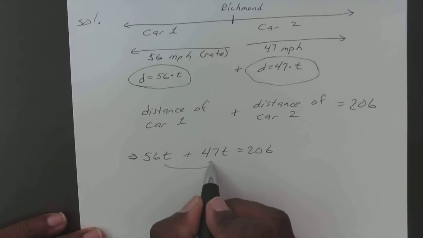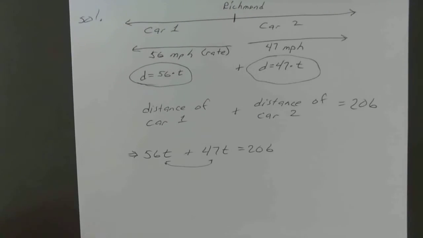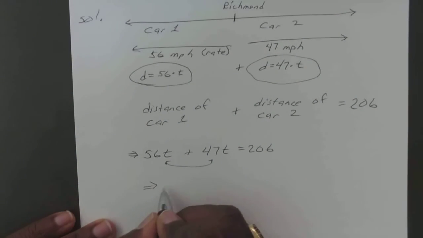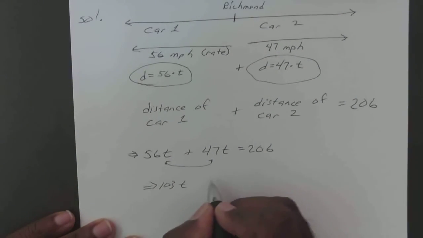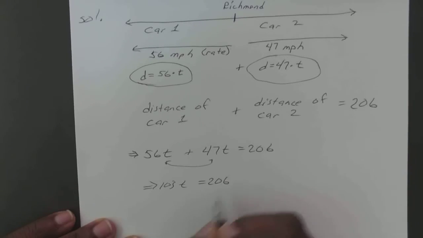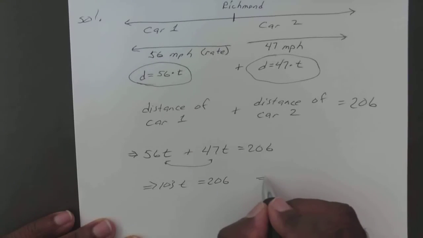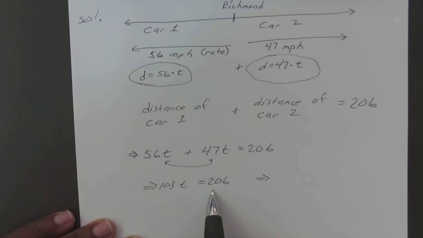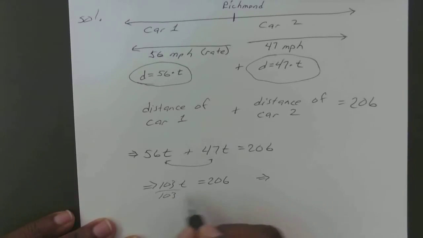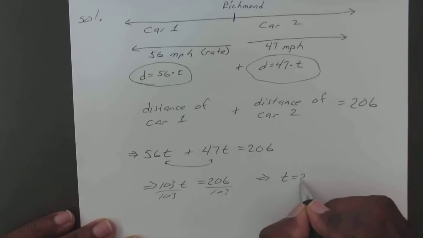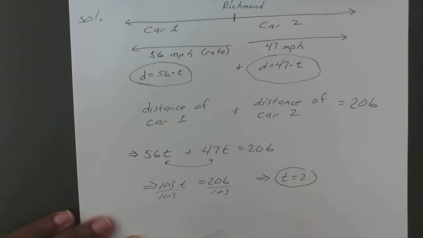Okay, so if we add these two together, we'll get that 103 t equals 206. Divide both sides by 103. You get t equals 2.